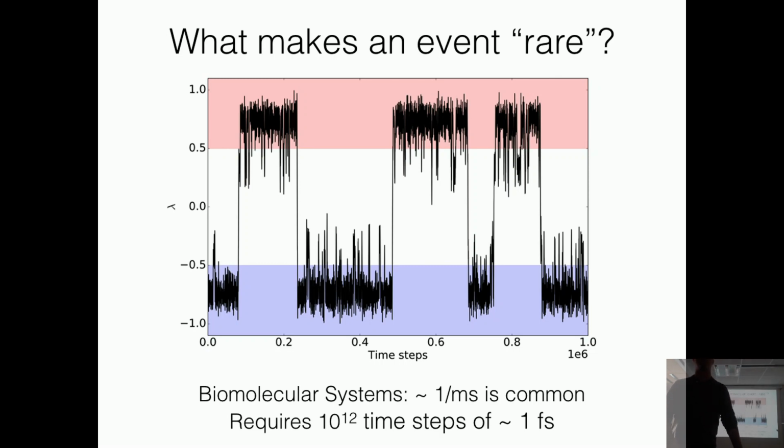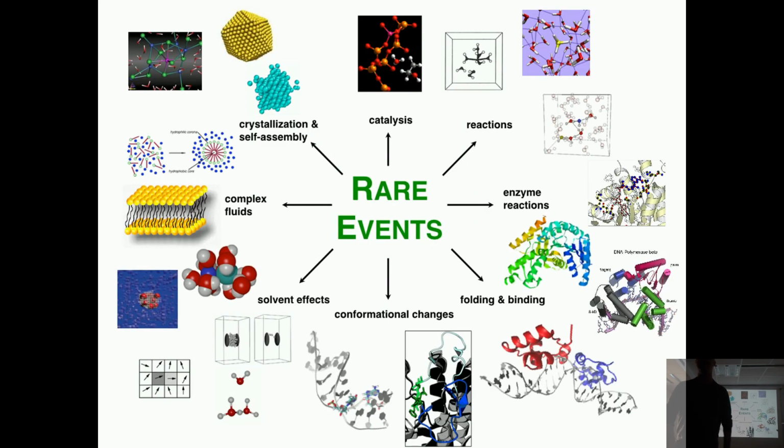So if these events are so rare, who cares about them anyway? This is the problem of naming the field rare events. People never understand why they're important. Everyone cares about rare events. Whether you're interested in the biological things like I do, conformational changes and folding and binding events, enzyme reactions, or whether you're interested in crystallization, self-assembly, fluid dynamics like formation of micelles, and of course chemical reactions, catalysis reactions. Rare events are ubiquitous in the chemical sciences.